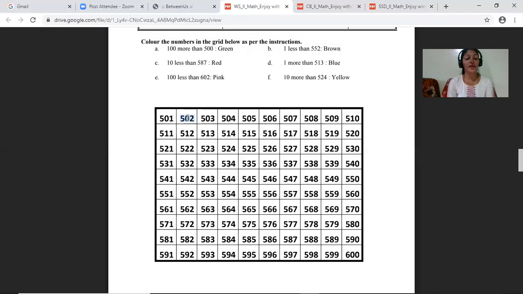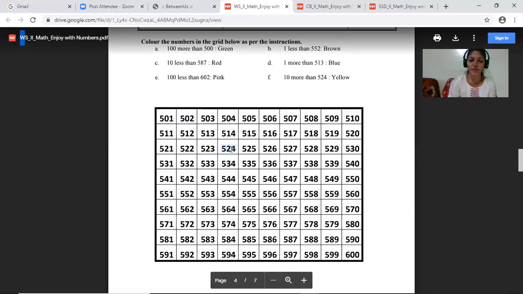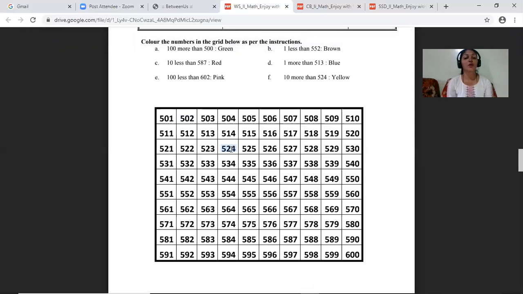10 more than 524. 10 more. Where is 524? Over here, isn't it? Now 10 more. 10 is the 10th place. More is the next number in the 10th place. Okay, it will be given below the number. That means the number is 524. It will be given over here. That is 534.